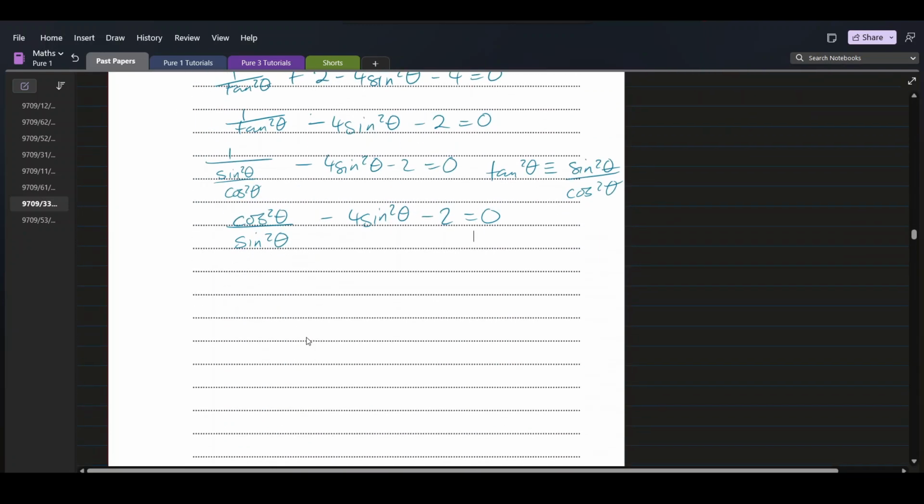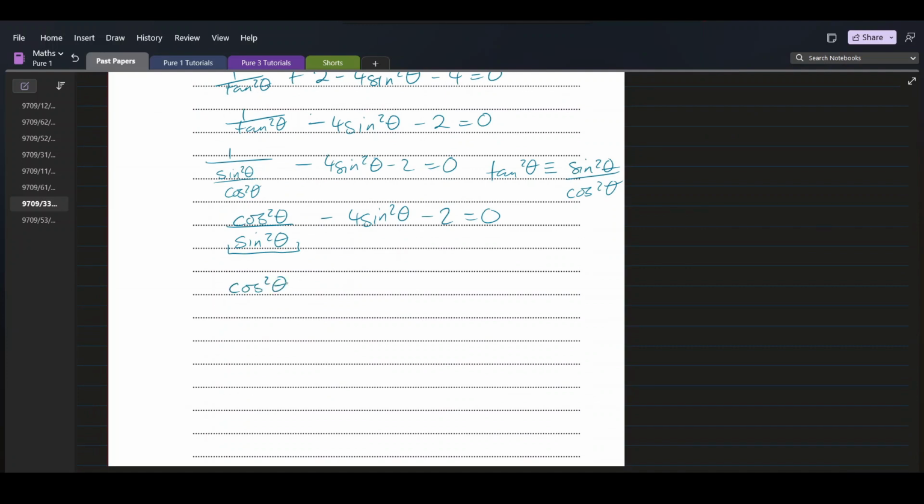Now let's multiply through by sine squared theta to get rid of this denominator. So that becomes cos squared theta minus 4 sine squared theta times sine squared theta, so that becomes sine to the 4 theta, minus 2 times sine squared theta, so that's minus 2 sine squared theta is equal to 0.